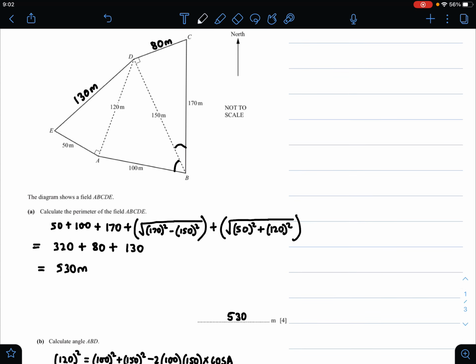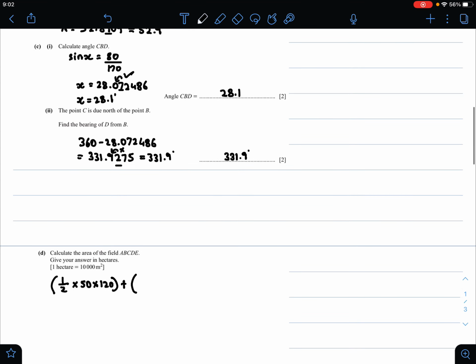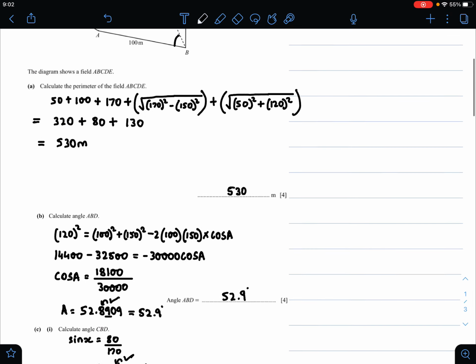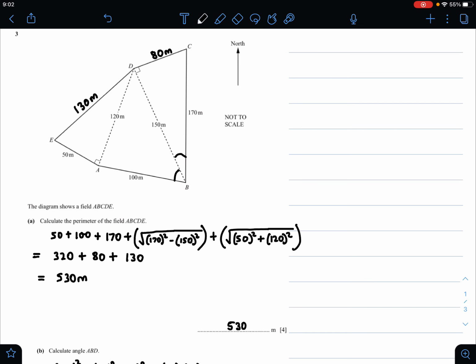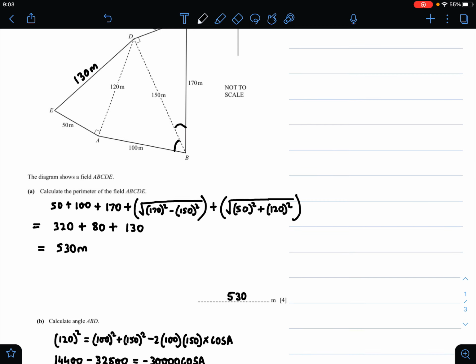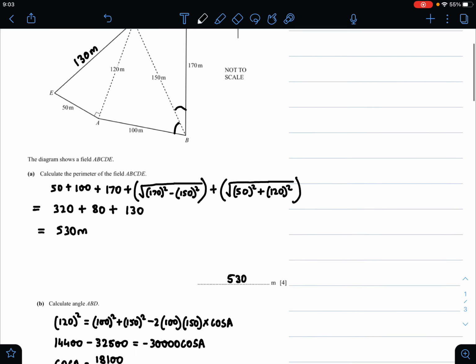So half multiplied by the base, which is 80, and the height is 150. So half multiplied by 80 multiplied by the height, which is 150. And the last triangle is not a right angle triangle, so we will use the formula half multiplied by A multiplied by B multiplied by sine C. So A and B are two sides such that both the sides will be on either side of that angle, so that angle will be in between both those sides. So we will use the side of 100 and 150 because we calculated the angle ABD.